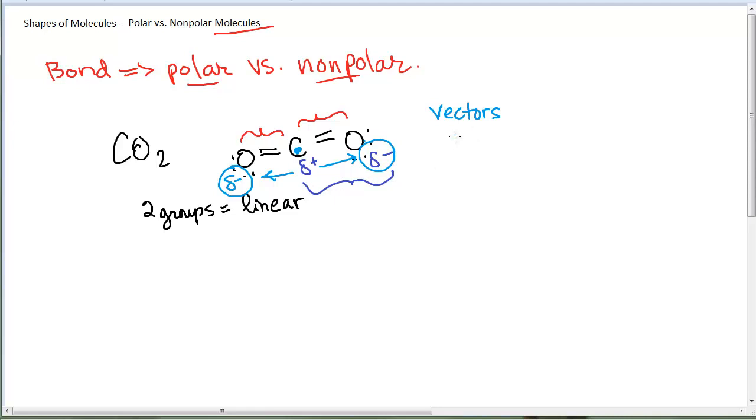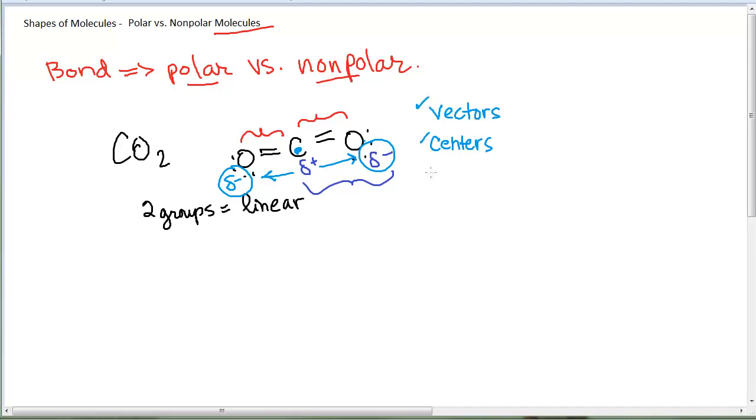Or you can think of it in terms of a three-dimensional shape where the center of the partial negatives is exactly the same place as the center of the partial positive. In three dimensions, the partial negatives are centered at the center of the molecule on the carbon, and since the carbon is the only partial positive, that's where it's centered.